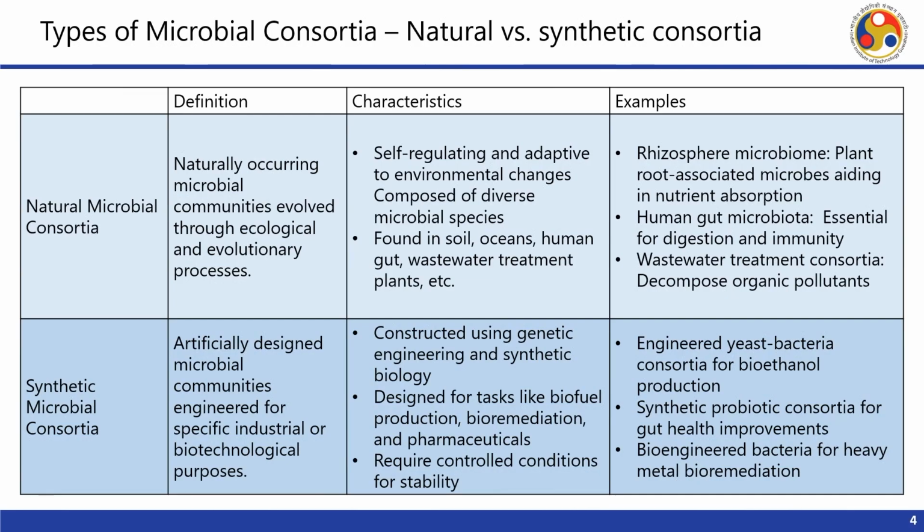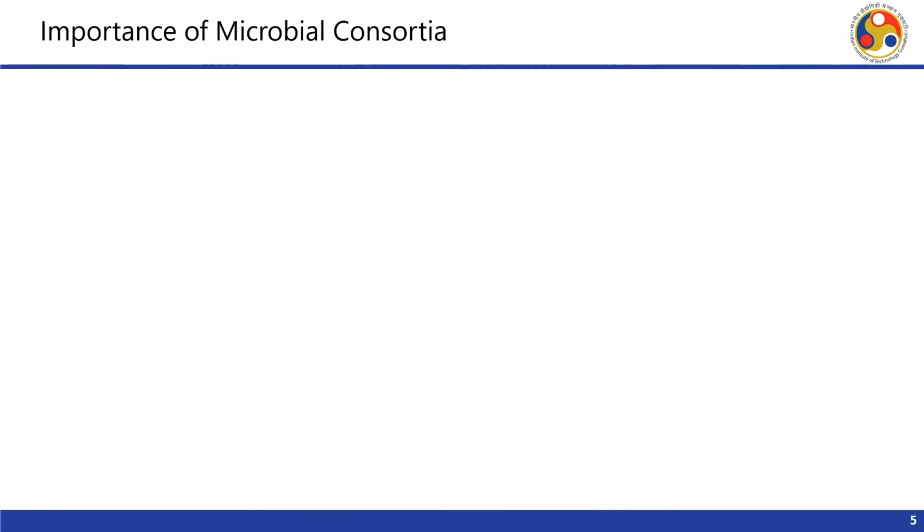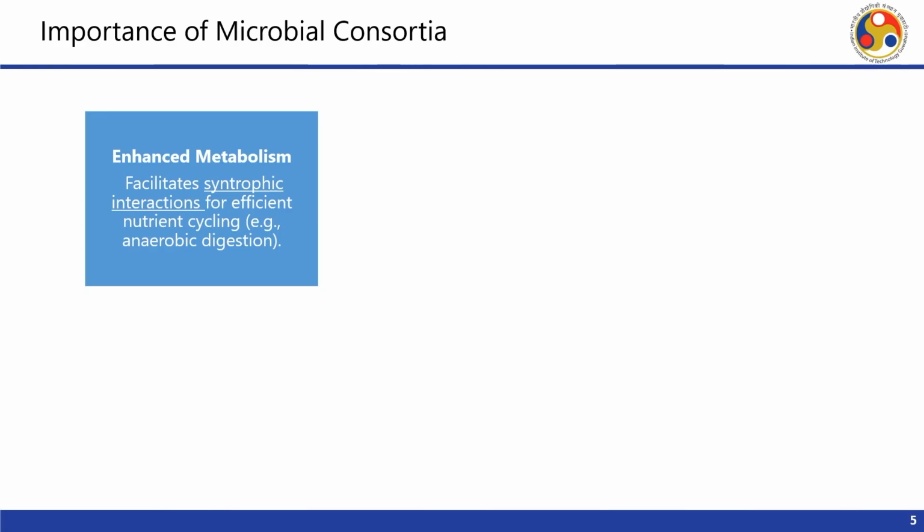these are constructed using genetic engineering and synthetic biology. These are designed for tasks like biofuel production, bioremediation, and pharmaceuticals. They require controlled conditions for stability. Examples include engineered yeast bacteria consortia for bioethanol production, synthetic probiotic consortia for gut health improvements, bioengineered bacteria for heavy metal bioremediation.